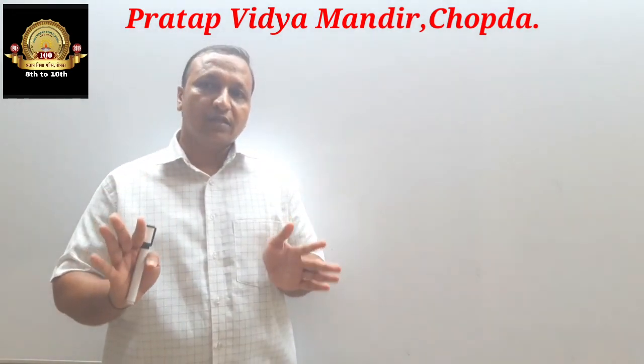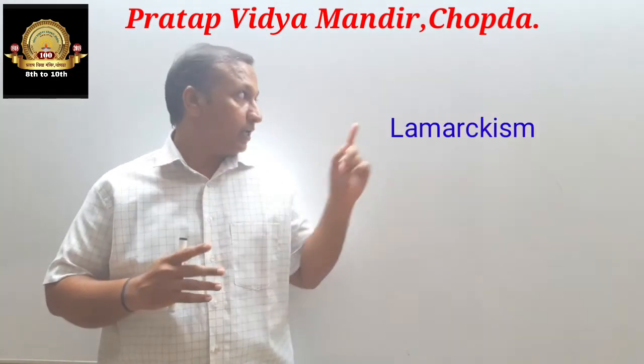The main objection is, first, natural selection is not the only factor responsible for evolution. Second, Darwin did not give any explanation about useful and useless modifications. Third, there is no explanation about slow changes and abrupt changes. Then our next topic is Lamarckism.